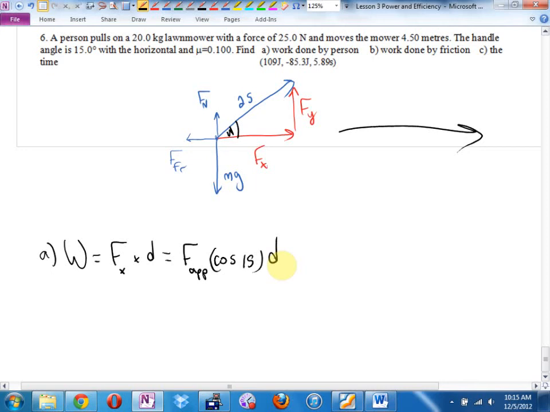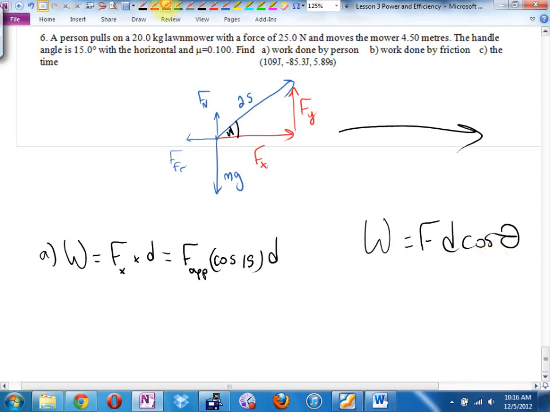And in fact, you may recall when we did the work lesson, I said the real formula for work is actually work equals FD cos theta, but if theta is 0 degrees, the cosine of 0 is 1, and you get force times distance.